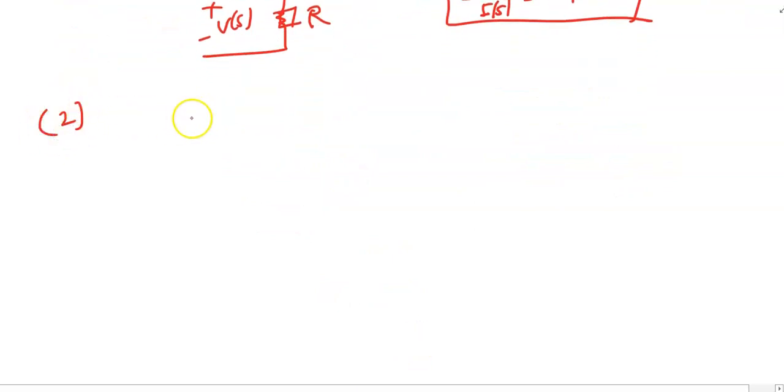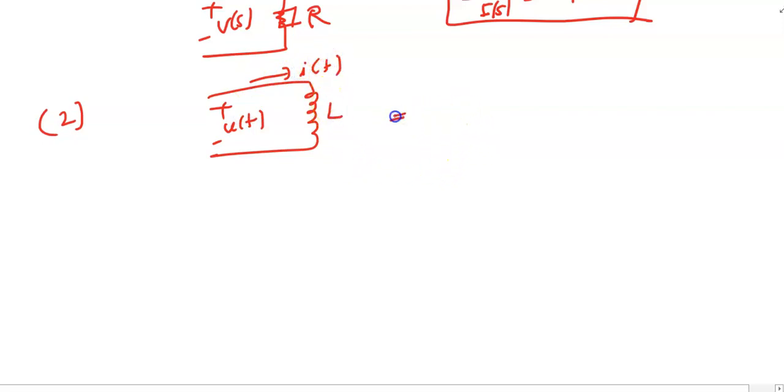Second is your inductors. We have a Vt and an It, and this is the inductance. In time domain, the dynamic equation is written as Vt equal to L dIt upon dt, with some initial current IL(0).